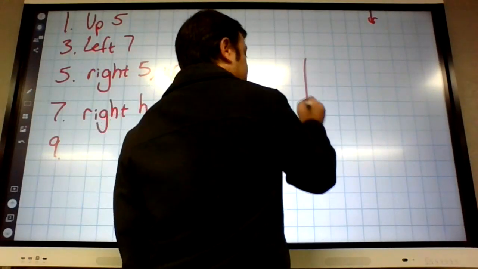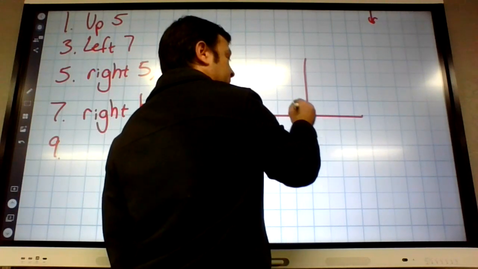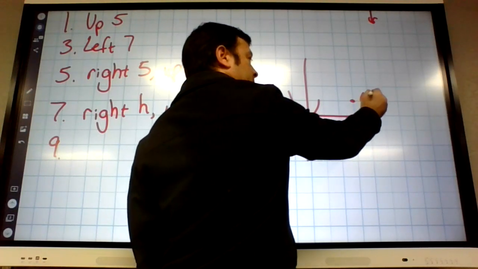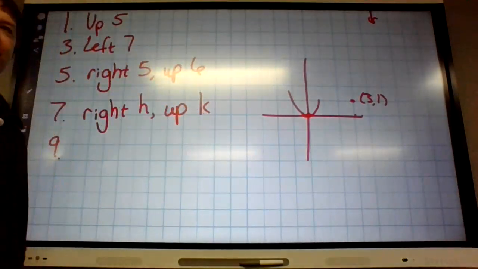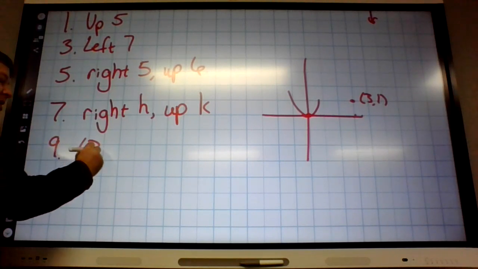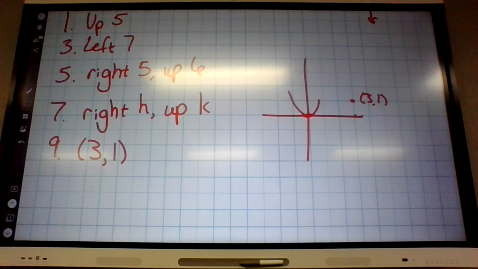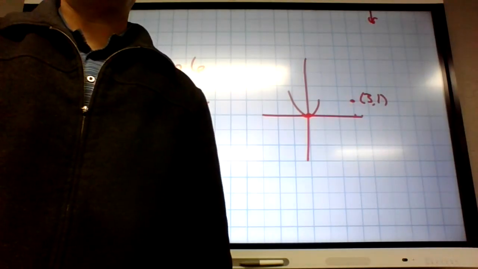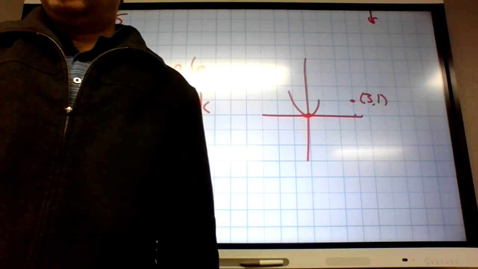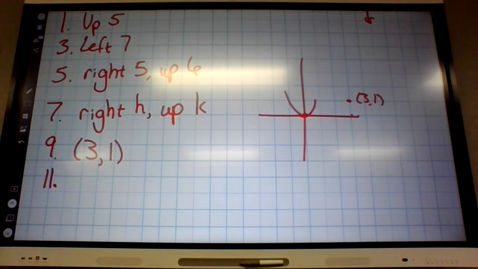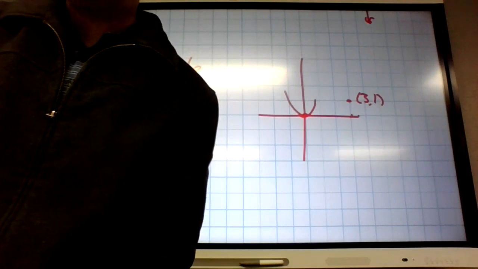Okay, so the vertex of the parabola is normally at 0, 0. But if we move right 3 and up 1, where is it going to be? 3, 1. So instead of saying right 3 up 1, we're saying it in ordered pair form, coordinates form. So we're just going to say 3, 1, because the point 3, 1 is right 3 and up 1. Is it wrong if you write it right 3 up 1? Yes. They're asking for the coordinates of the vertex or the point of inflection.